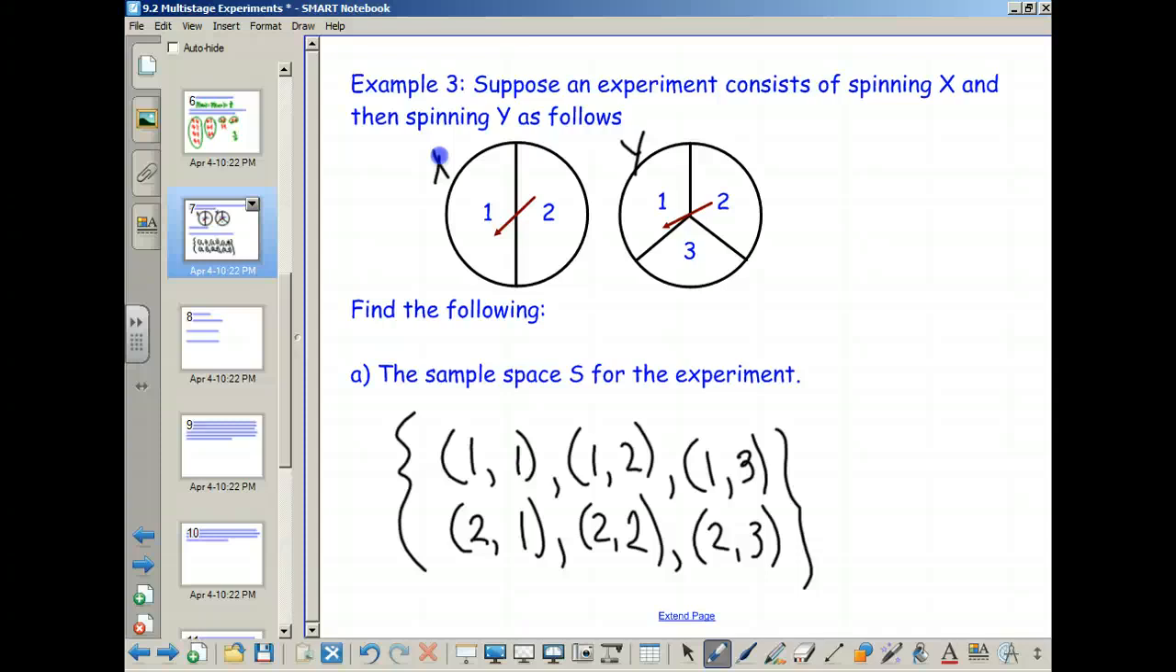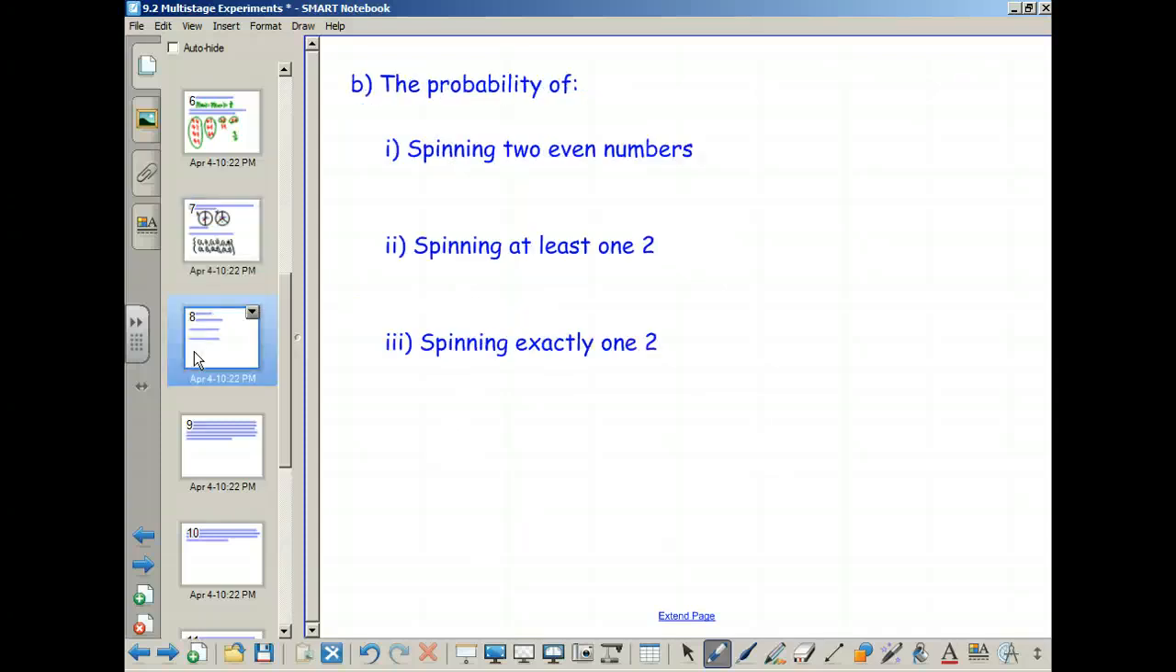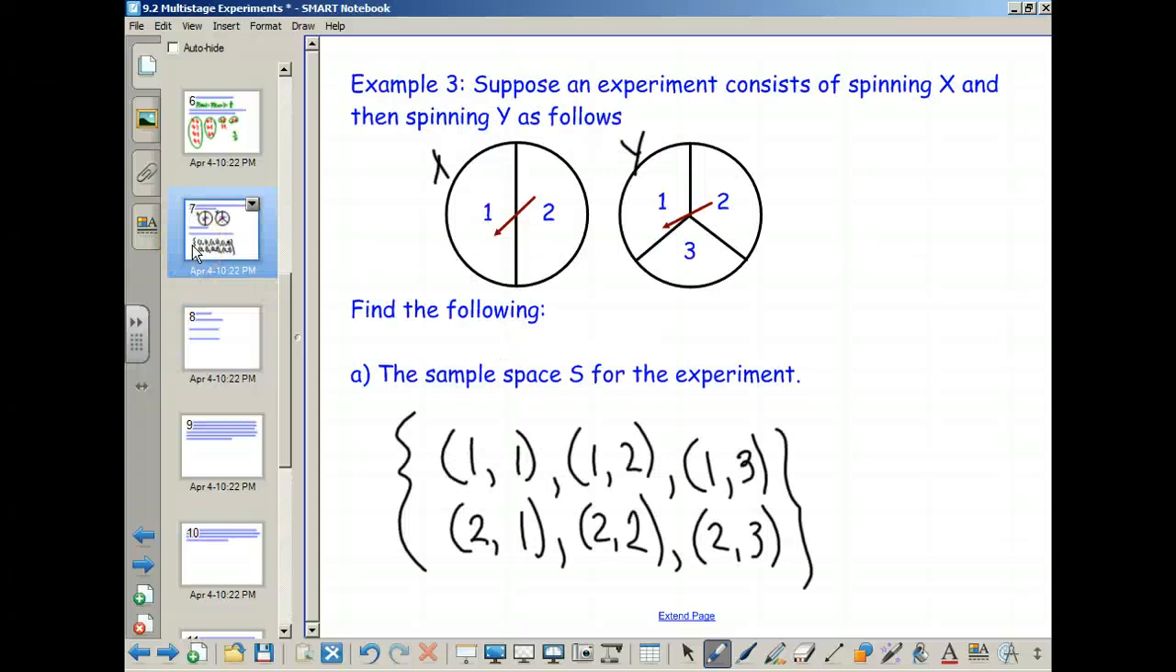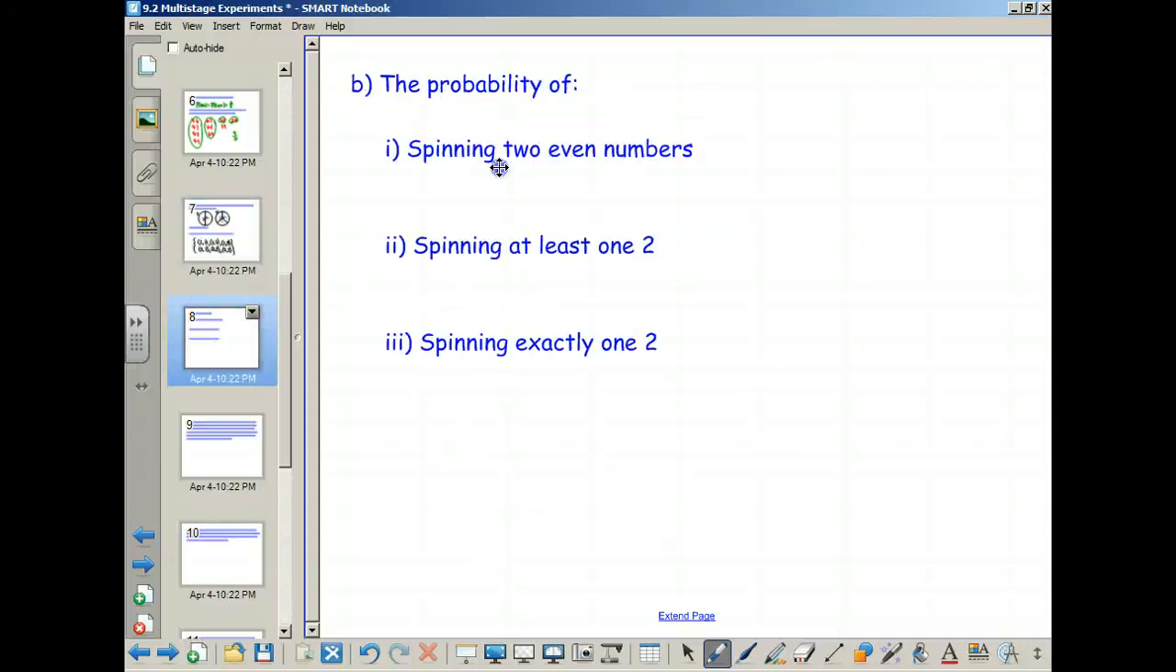Okay. Now we're going to do some probabilities based on this. What is the probability of spinning 2 even numbers? Take a look back at your sample space. 1 out of 6. There's only one of these that has 2 even numbers, right? One option has 2 evens out of a total of 6 options. So we have a 1 out of 6 chance of that happening.